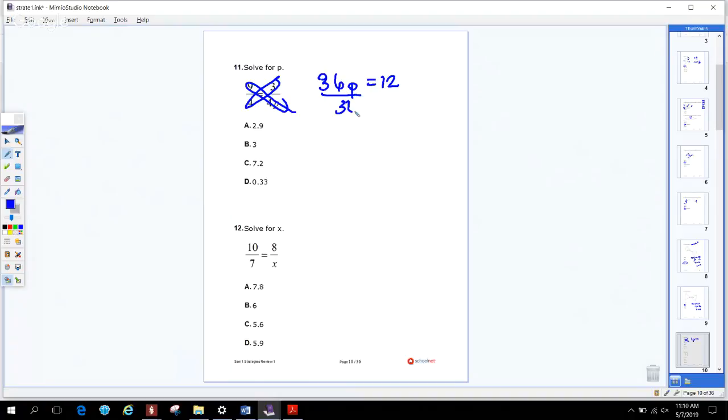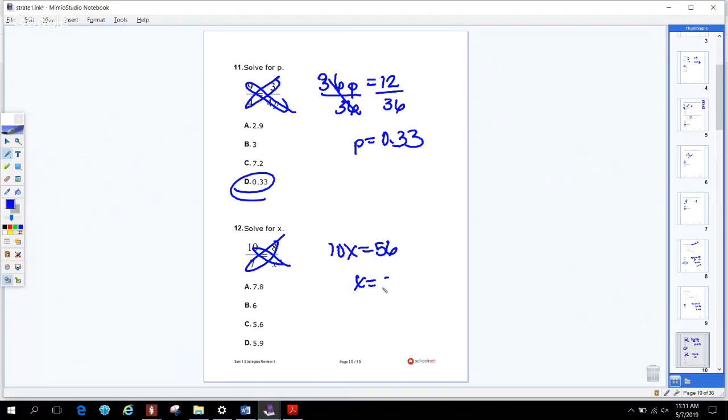Here we cross multiply, we divide. When you divide, you're going to get 0.33. Same thing here. Another one, cross multiply. We've got 10x equals 56. Divide everything by 10, 5.6.